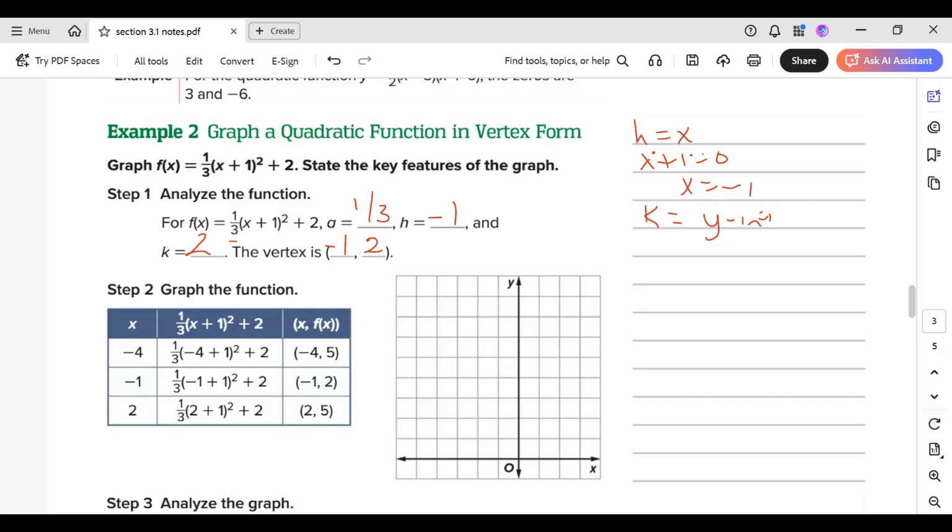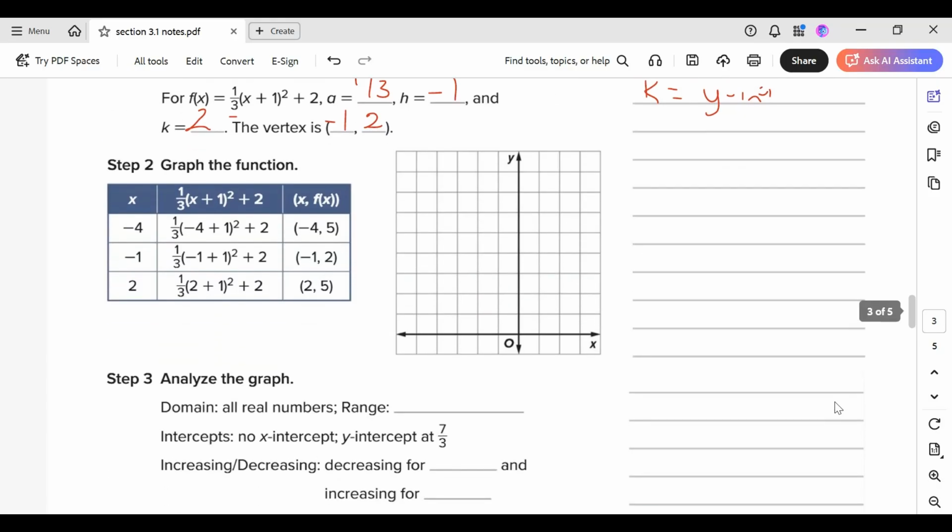So when we look at our graph, step 2 says they gave us -4, -1, and 2, and they want us to plug the numbers -4, -1, and 2 into the problem, and we get ordered pairs of (-4, 5), (-1, 2), and (2, 5). So we're going to plot those points. So -4, 5, -1, 2, and then 2, 5. And our parabola is opening up in this instance.